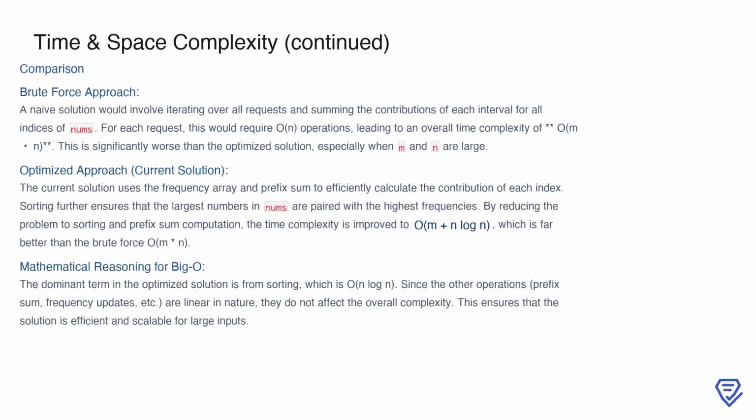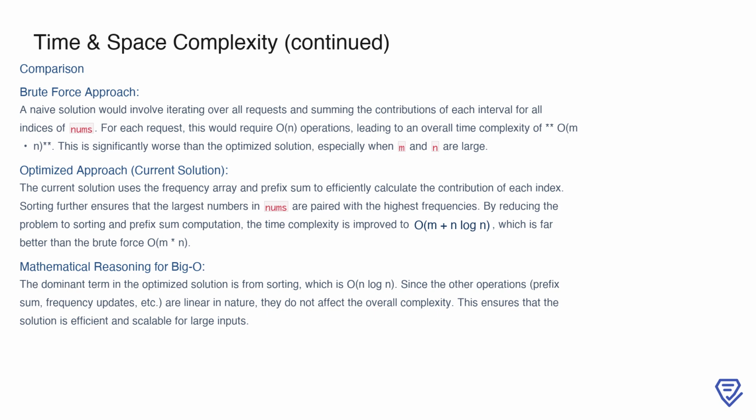Let's compare this optimized approach to a brute force solution. In the naive method, we would iterate over all m requests and, for each request, manually sum the contributions of the interval for all indices in nums. Since processing each request takes O(n) time, the total time complexity of the brute force approach becomes O(m*n). This is significantly worse than the optimized solution, especially when both m and n are large.